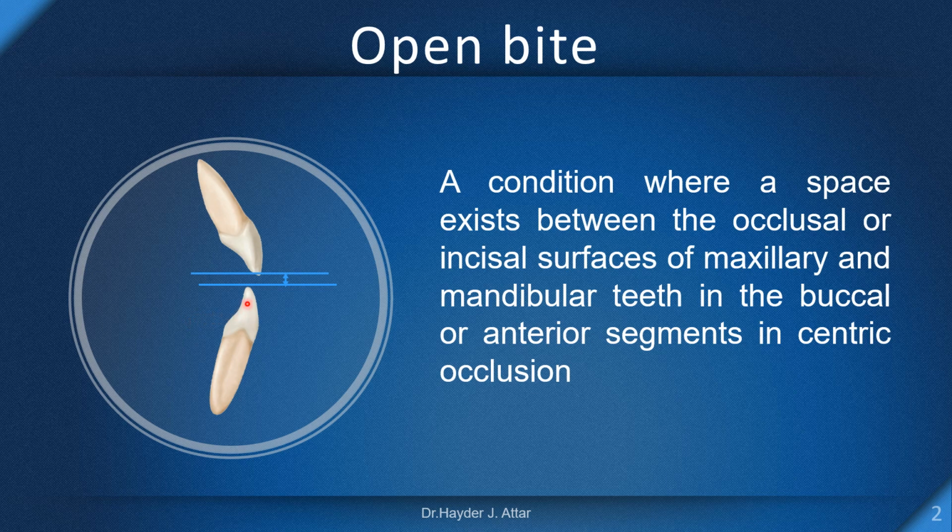That means when there is an open bite, there is a gap or negative overbite between the lower and upper incisors, or maxillary and mandibular incisors, and this gap or space between the upper and lower is called an open bite.